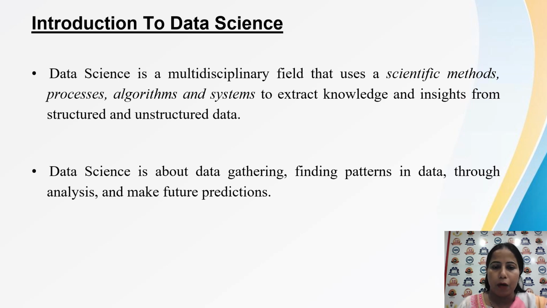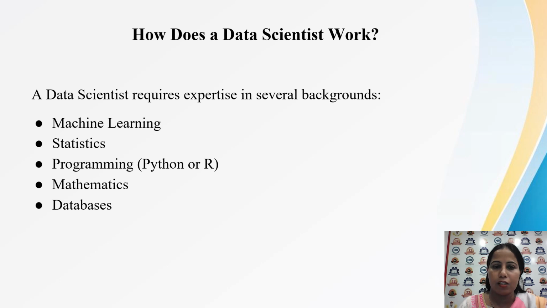Data science is about data gathering, data cleaning and data pre-processing, then finding patterns in data and making future predictions through certain analysis. How does a data scientist work? One has to have the knowledge of machine learning techniques such as supervised, unsupervised, or reinforcement learning techniques. One must know the techniques of statistics and mathematics, and one must have knowledge of programming languages such as Python and R, and one must know how to handle databases.